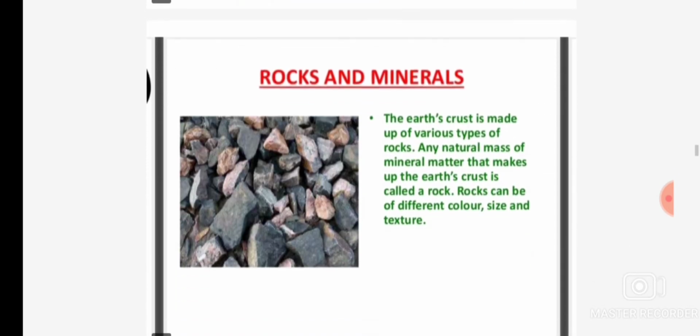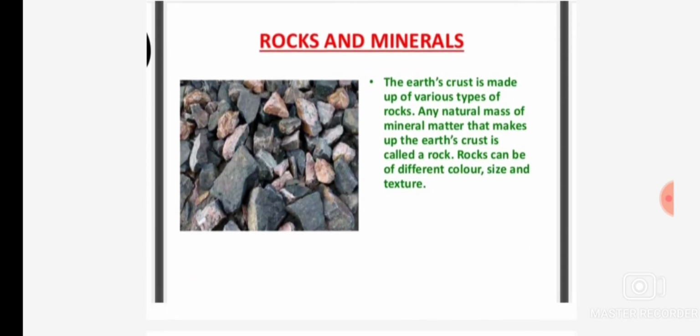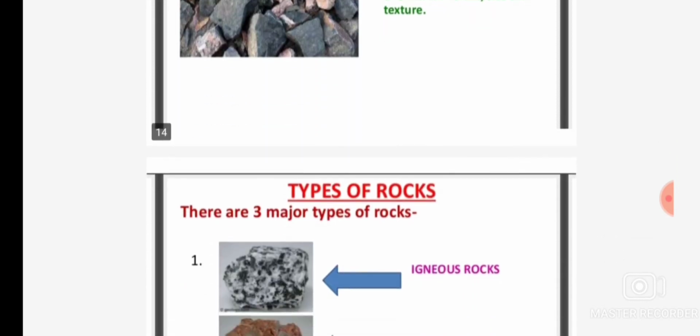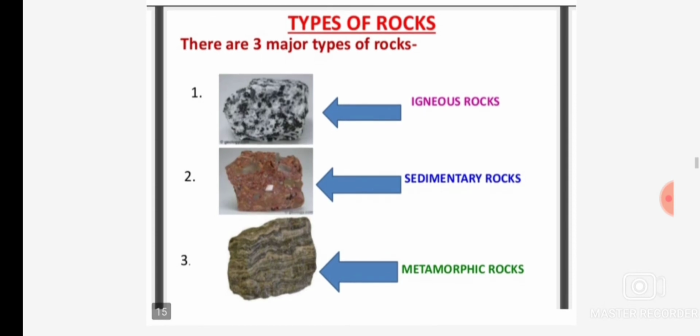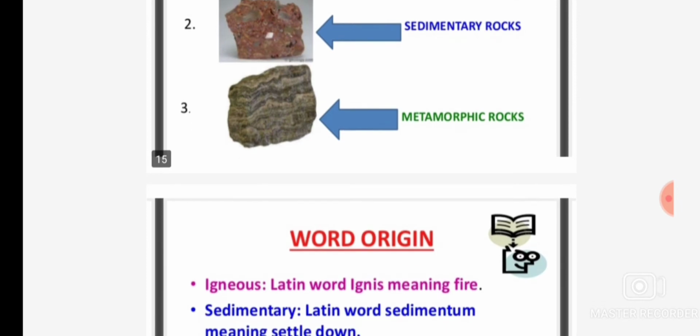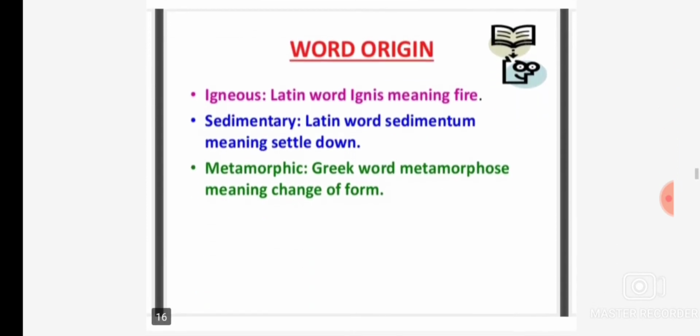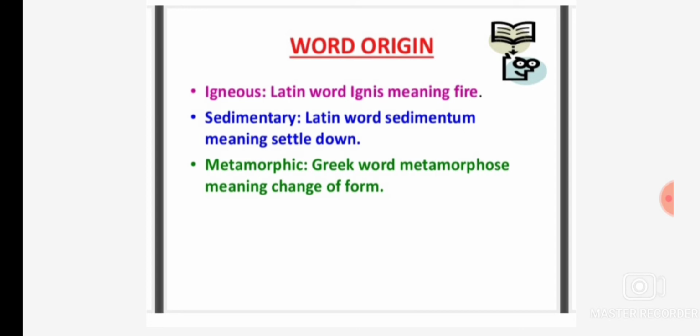In today's video, you will learn what the earth's crust is made up of. It is made up of various types of rocks. Then how are these rocks formed? These rocks are formed by different mineral matters, and because of their composition, they vary in color, size and texture. We can classify the rocks into three main types: igneous rocks, sedimentary rocks and metamorphic rocks. Before we learn about these three types of rocks in detail, let's understand how they get their name, how their name originated.